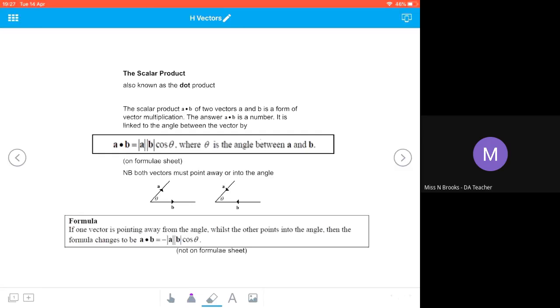They either have to both be pointing away from that vertex, like in the first diagram, or both pointing into that vertex, like you can see in the second diagram. If for some reason one vector is pointing away from the angle while the other points into the angle, then the formula changes to a dot b equals negative the magnitude of a times the magnitude of b times cos theta. This variation on the scalar product is not on the formula sheet, but it is something you need to be aware of, particularly when we come to expanding brackets.